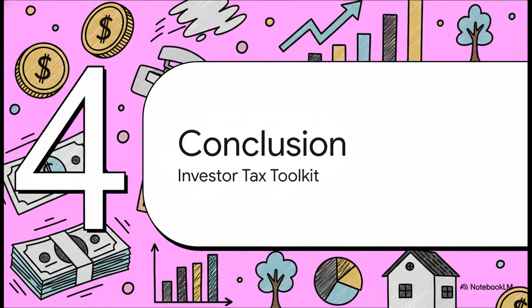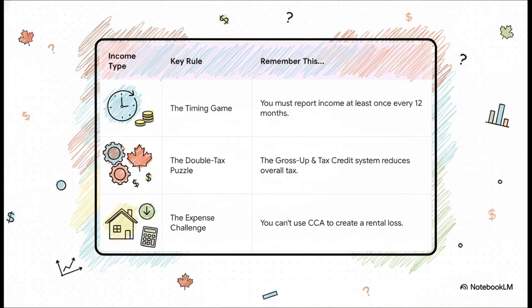Okay, so that was a whirlwind tour through the three main kinds of property income. Let's just boil it all down into a quick toolkit so you can remember the key takeaway for each one. For interest, it's all about the timing game. The key rule? You've got to report that accrued income at least once every 12 months. For dividends, remember the double tax puzzle, which is solved by that whole gross-up and tax credit system that ultimately reduces your overall tax. And finally, with rentals, it's the expense challenge. And the number one rule is that CCA, the wear and tear deduction, cannot be used to create a rental loss.